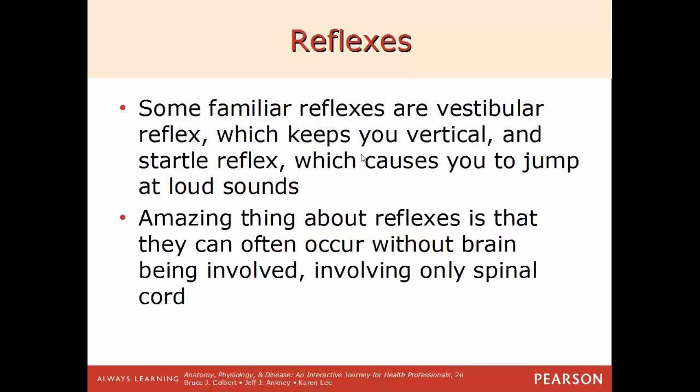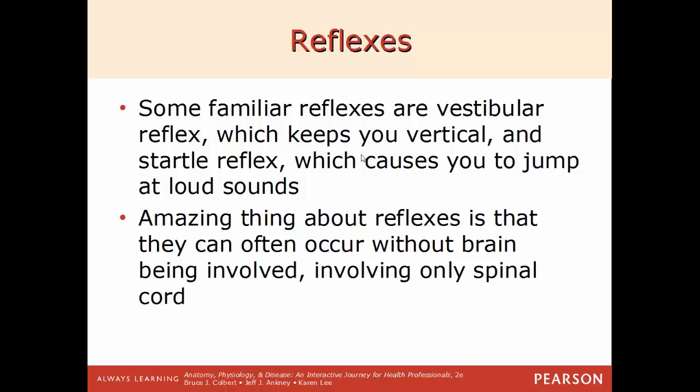hand jerking back. Now some familiar reflexes are the vestibular reflex, which helps keep you vertical, and the startle reflex, which is why you jump whenever you hear a very loud sound. That's something that's involuntary, you can't control that, that's the reflex.